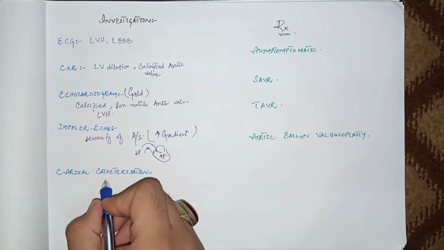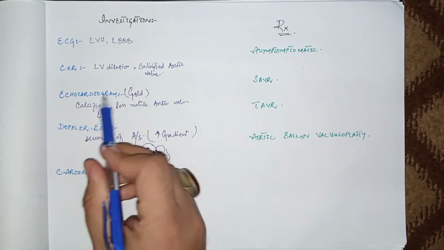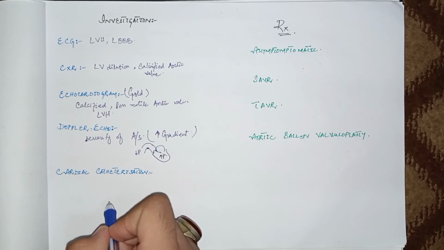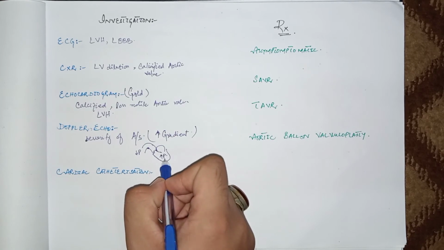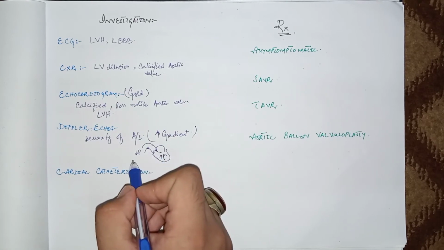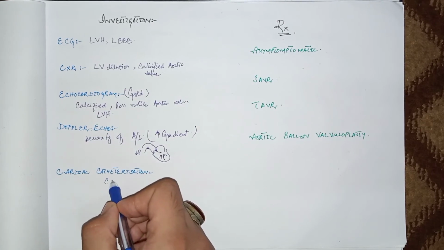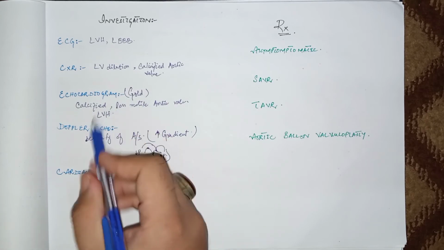The next option is cardiac catheterization. It is an alternate option if aortic stenosis is not diagnosed by echocardiogram. Then the next option is cardiac catheterization, in which a catheter is inserted and the pressure between the left ventricle and the aorta is measured, and it is also used to identify associated coronary artery disease along with the aortic stenosis. So these are the investigations.